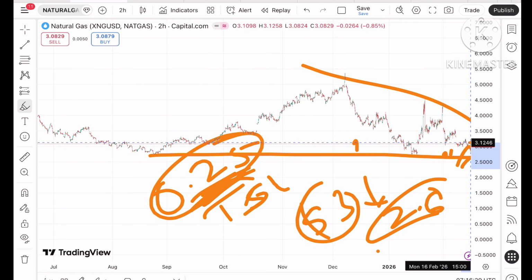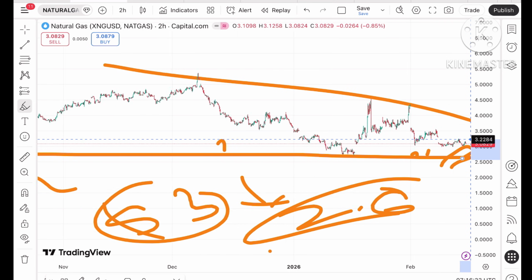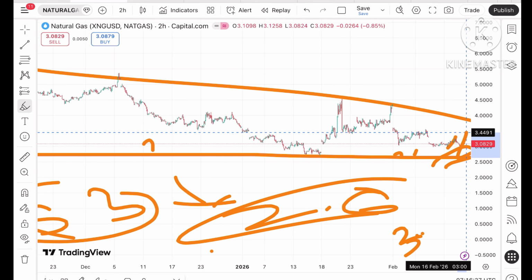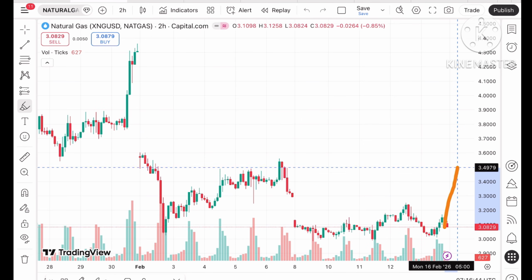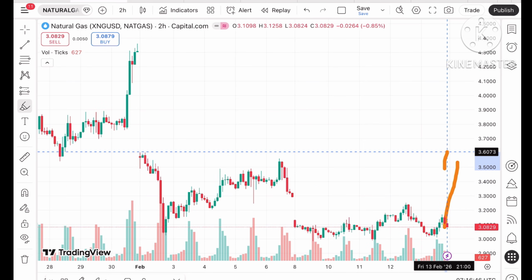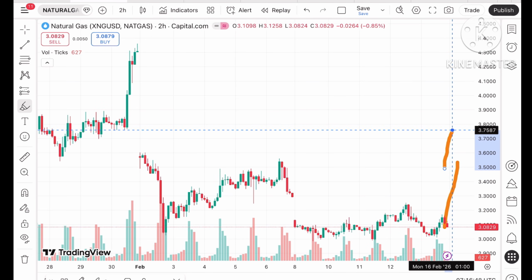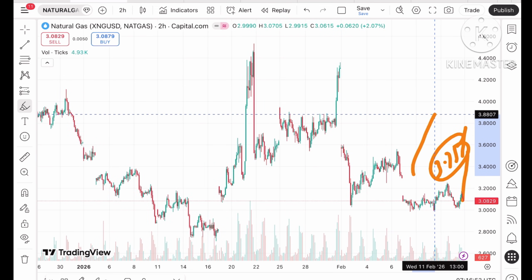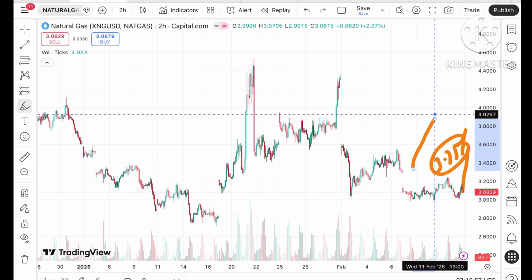But if it keeps moving upside, a probability of going towards 3.12, and then from there it can go towards 3.22. So this gap will be filled at a level of $3.29, and if the price moves over this level, a probability of going towards a level of 3.5 can be seen, and from there a level of 3.6, and this gap will be filled towards $3.75. Okay, and once the price rises above this level, a further upside can be seen towards 3.88, and then a further upside can be seen.